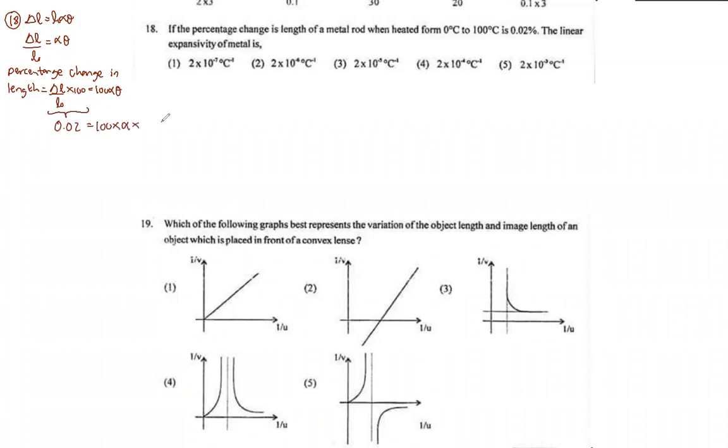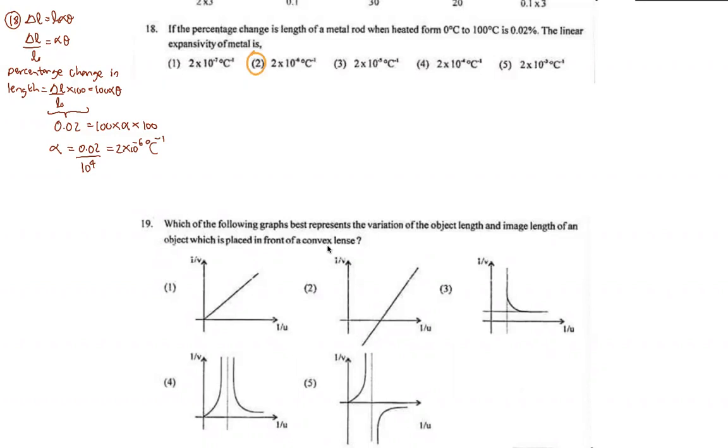We have to find alpha. Theta is the temperature difference. What's the temperature difference, people? 0 to 100, that is 100. So I'm getting alpha is equal to 0.02 over 10 to the power 4, and is that 2 into 10 to the power minus 6 per degree Celsius? Yeah. Is that okay? Second one looks like the answer. I'm getting second. Hope you also got the second one. Yep, cool. Right, moving on.